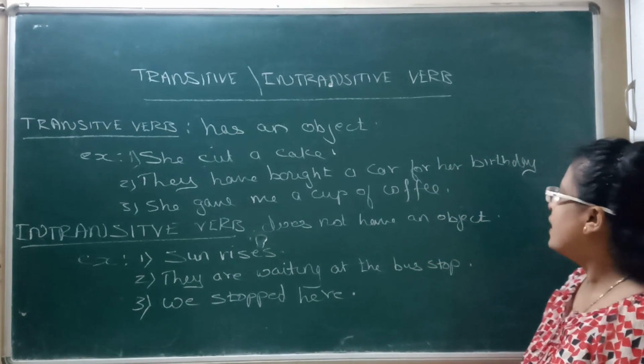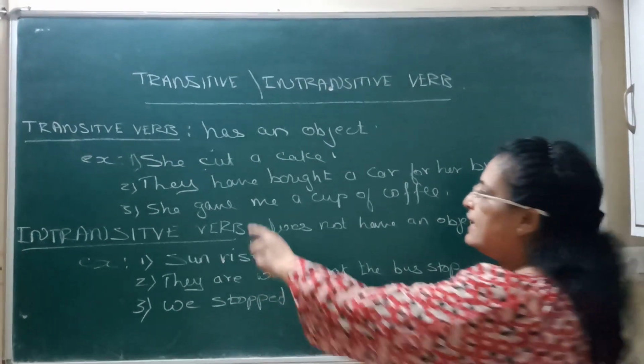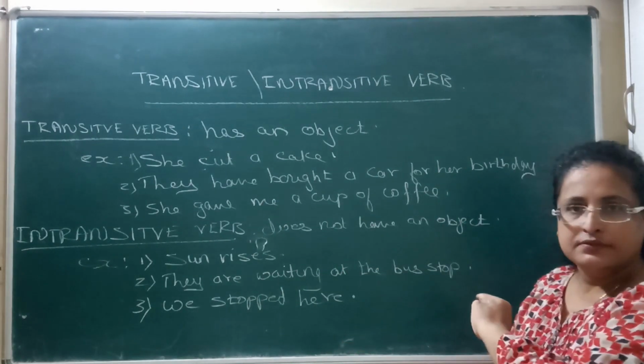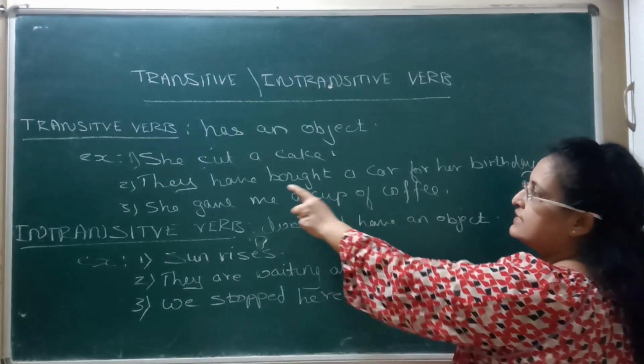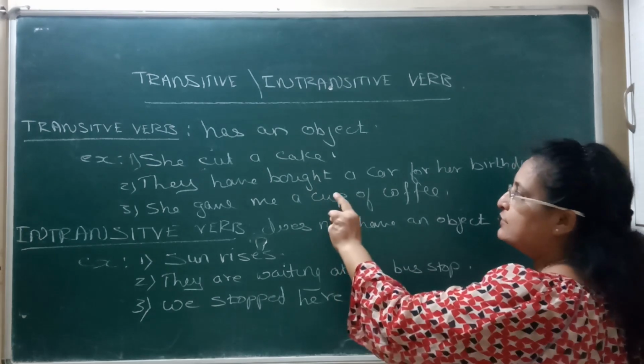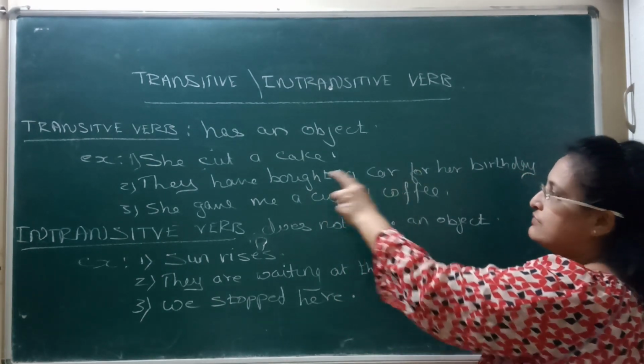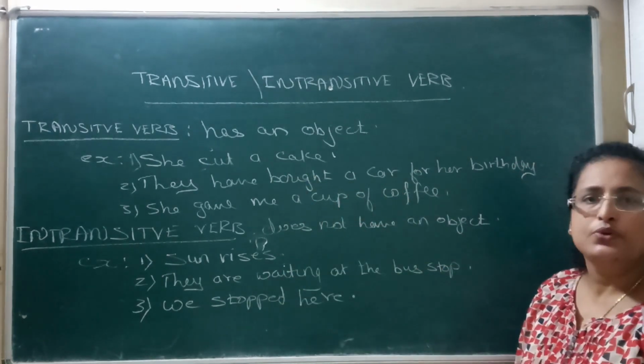See the next one. They have bought a car for her birthday. They have bought what? A car. So, have bought, the verb has an object, a car. So this verb is a transitive verb.